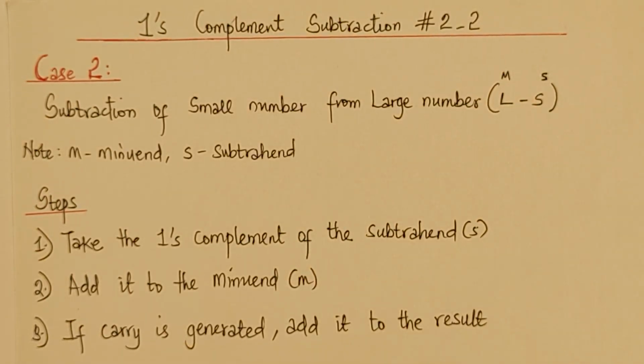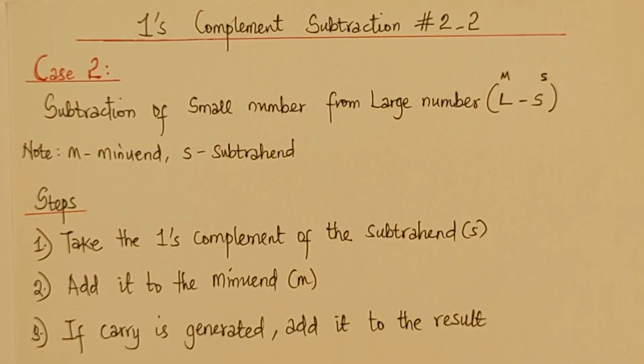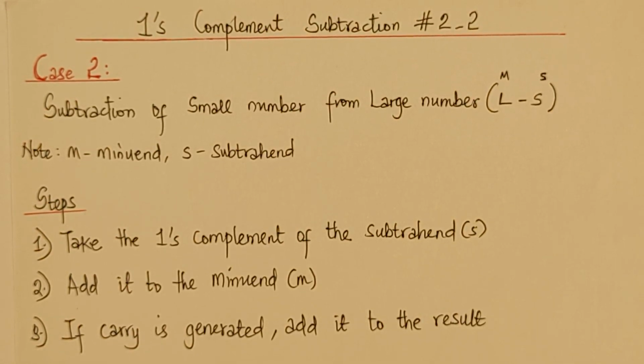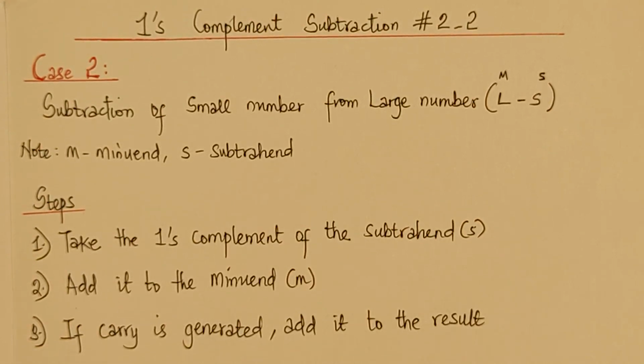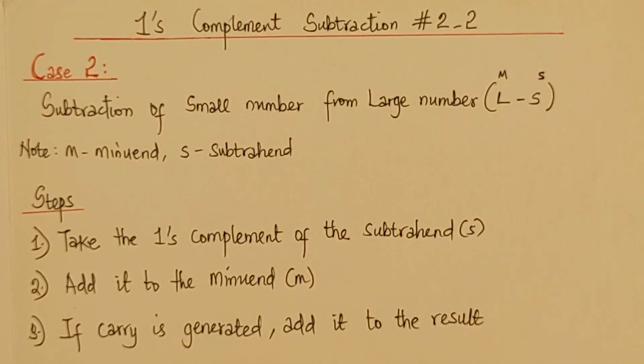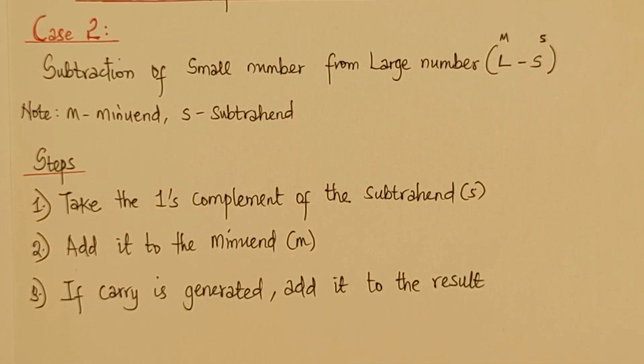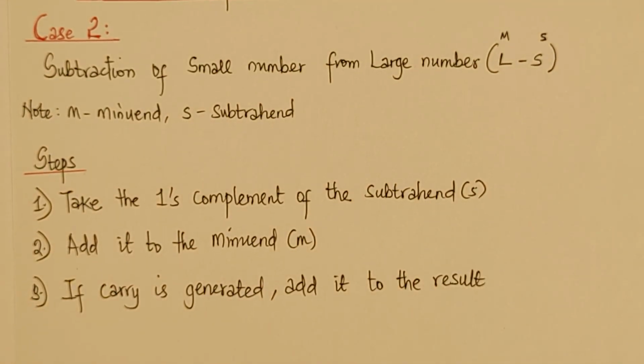And before we start, it's important for us to note the steps. So we literally have 3 steps. The first step is to take the first complement of the suprahand. Then whatever value you have, it moves us to step 2, which is to add that value to the minor end. And we have to consider a case. If carry is generated, we'll add it to the result.